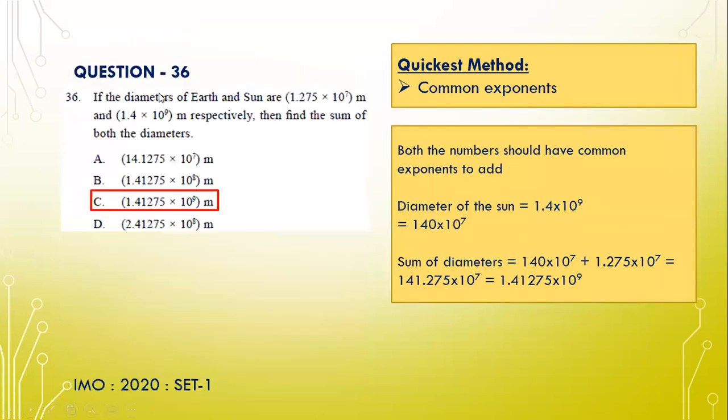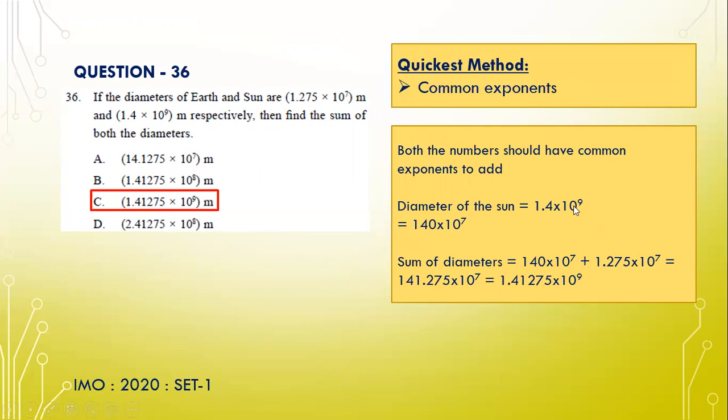If the diameters of Earth and Sun are 1.275 into 10 raised to 7 meters and 1.4 into 10 raised to 9 meters respectively, then find the sum of both the diameters. Again, we have to make sure to calculate the sum. We have to have the exponent as same, 10 raised to x. The x should be same. So 1.4 into 10 raised to 9 is, if we borrow two zeros from this, it will be 140 into 10 raised to 7, isn't it?